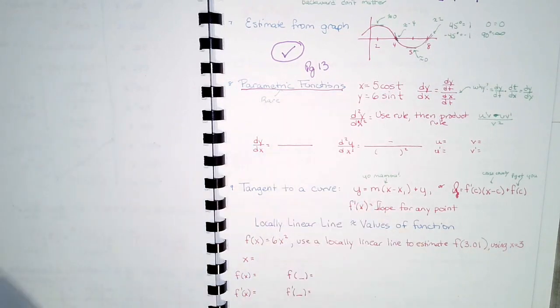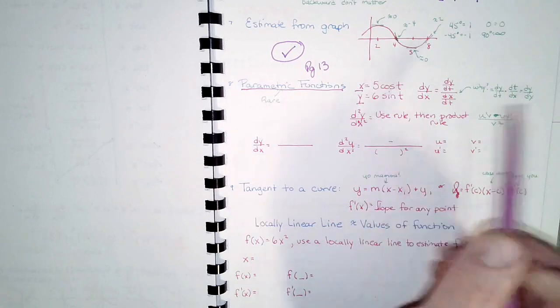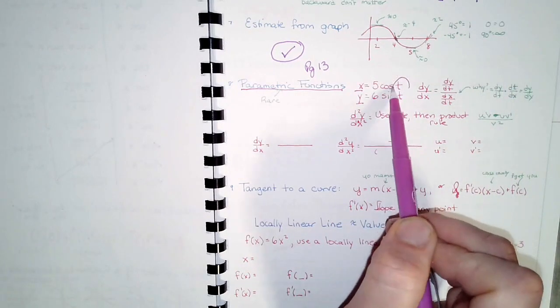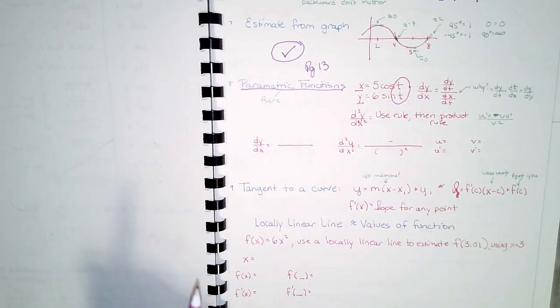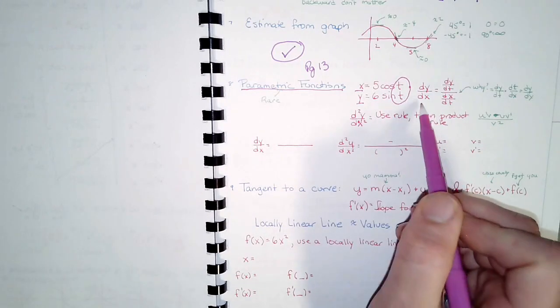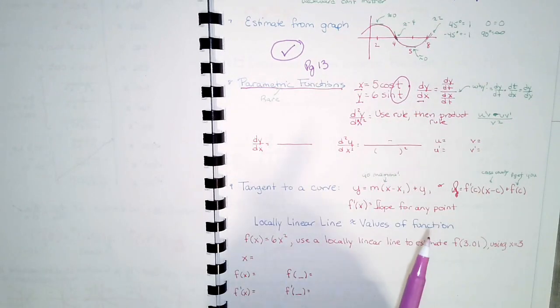A parametric function is when x and y are defined by a separate variable, usually called t, and time is our independent variable, and they'll ask me to find dy/dx. It's really not that hard. It's very straightforward. dy/dx is equal to dy/dt over dx/dt.